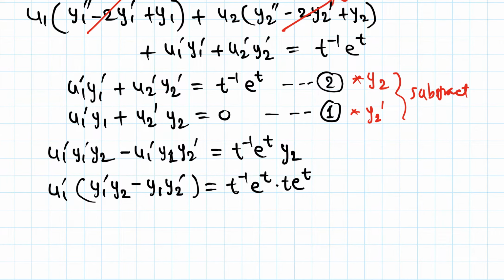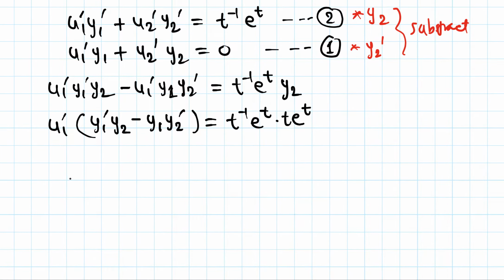In fact, t raised to negative 1 means 1 over t, and t, that is just 1. And e^t will be e^(2t). So now we can simplify this as well. So u1 prime.